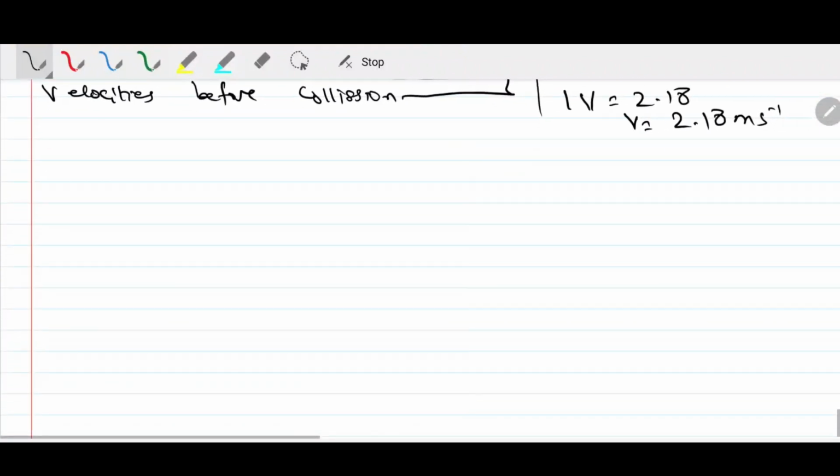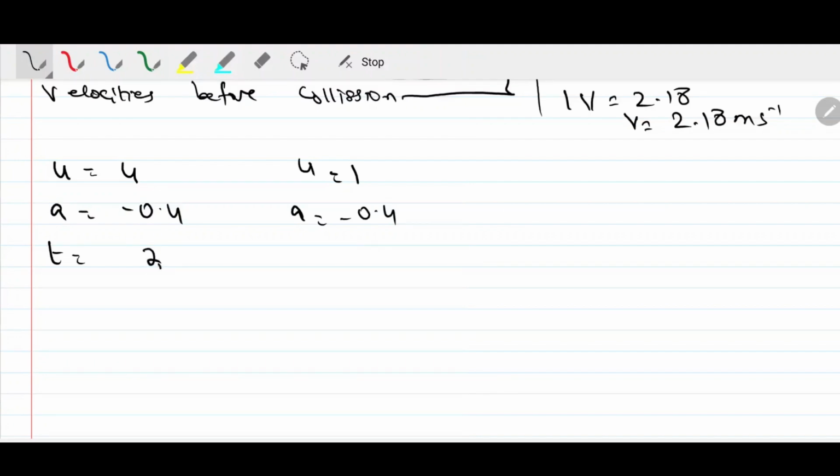Then the next part of the question is, given instead that P and Q collide 3 seconds after projection, sketch on a single diagram the velocity-time graphs for the two particles between 0 and 3 seconds. So in this case, initial velocity is 4 and 1. Acceleration is minus 0.4. Time is 3 seconds instead of 2.